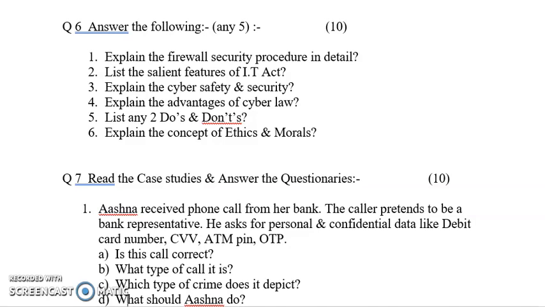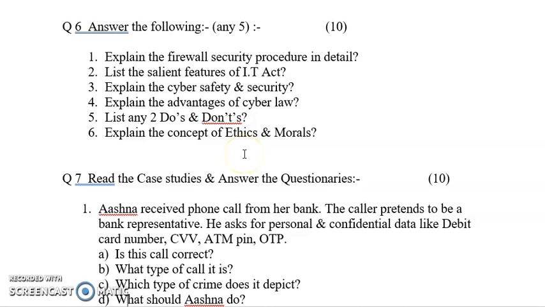Next, list any do's and don'ts. So do's means what? You have to keep a strong password. Whenever you are using, you have to keep a strong password. You have to see whether it is a verified website or not. Don'ts means what? You should not go and meet someone whom you don't know, whom you know only through social media. Okay, any type of cyberbully or any type of threatening message comes to you, you have to report to your parents. So there are so many do's and don'ts which you have to follow in cyber law.